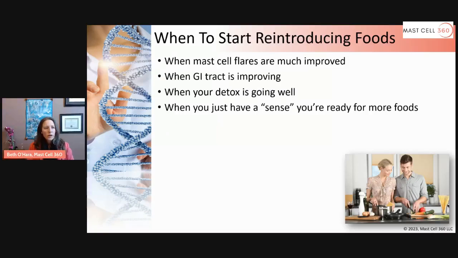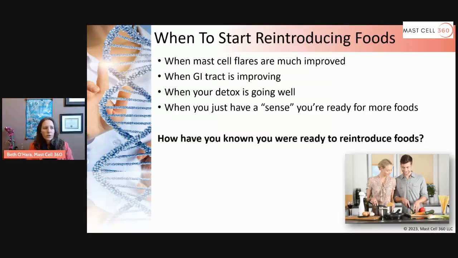So I'm wondering if you've been able to reintroduce new foods. How did you know you were ready? I'm curious what your signals were, what your signs were. So if you want to put that in the comments, I'd love to hear, and we'll share it with everybody. And that way you may have some signs that help somebody else. We may not have thought about that being a way of knowing you're ready to reintroduce foods.